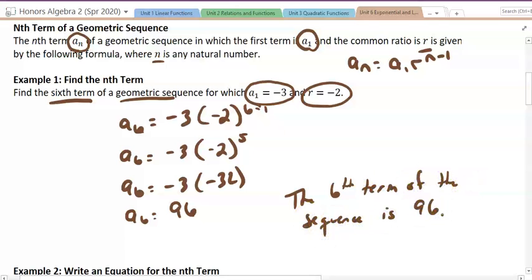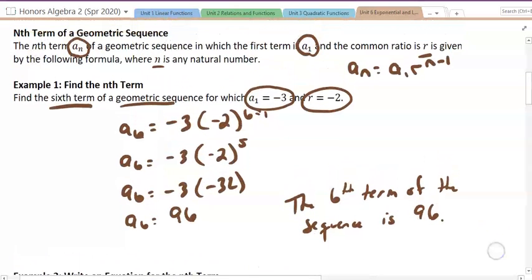is 96. Now, if we want to find every term in between, we could use the r and multiply every single one by negative 2 and go from negative 3 to positive 6 to negative 18 and work our way up to that positive 96. But the formula allows us to get there a lot quicker, especially when our values get a lot larger. Now, just because we're solving for a sub n here doesn't mean I couldn't have a different piece missing.